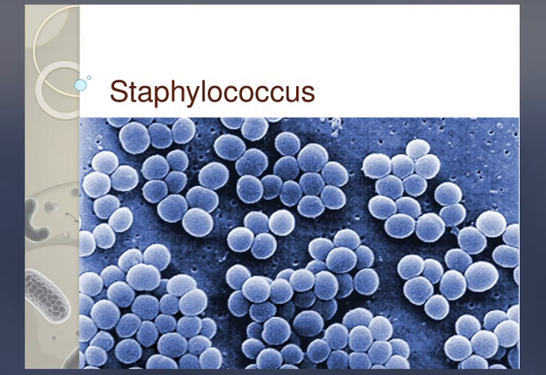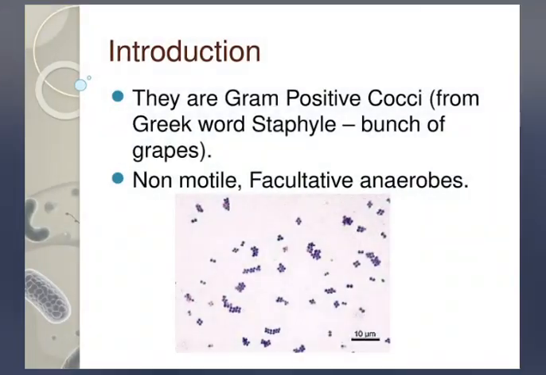Welcome, everyone. Let's start with Staphylococcus, a group of bacteria that look like clusters of grapes under the microscope. This unique shape helps us recognize them and understand their behavior in infections. So, Staphylococcus bacteria are gram-positive cocci, meaning they stain purple and are spherical. The name actually comes from the Greek word for a bunch of grapes, which fits their clustered appearance. They're non-motile and can survive with or without oxygen, which makes them quite adaptable.